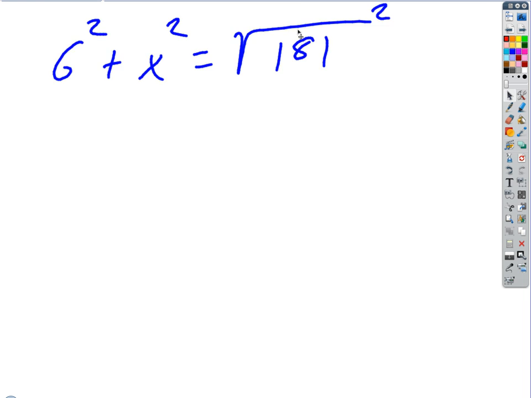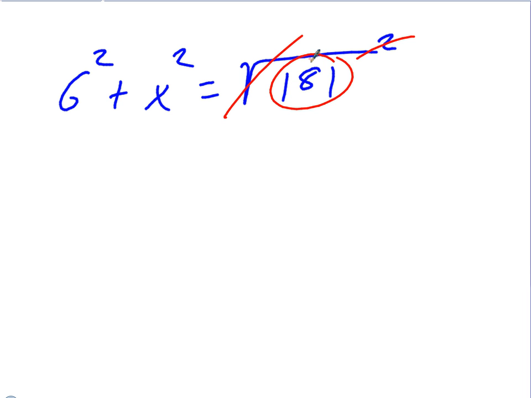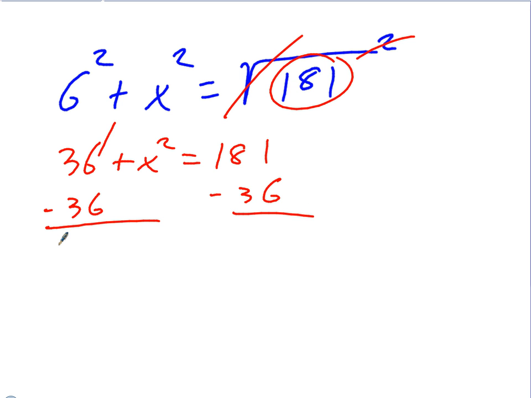So that cancels with that, and I just get a 181. Right? And so what's 6 squared? 36. 36 plus x squared equals 181. What could I do now? Subtract 36. Those cancel. So I get x squared equals 181 minus 36, which is what, 145? And square root it, we got it. How about that? That's awesome.